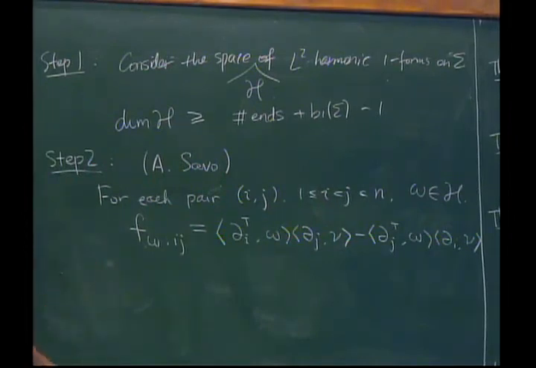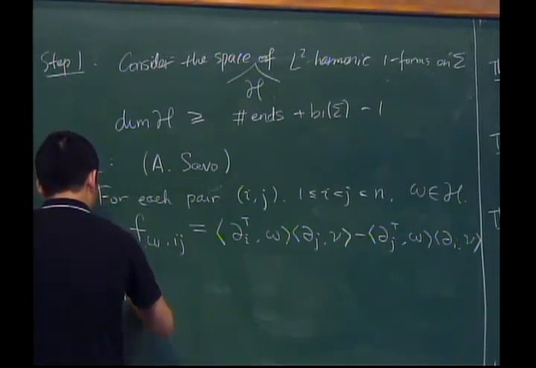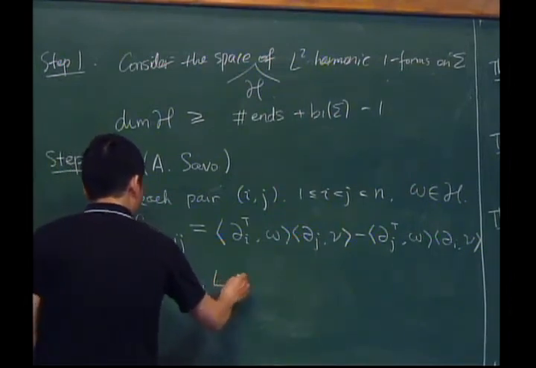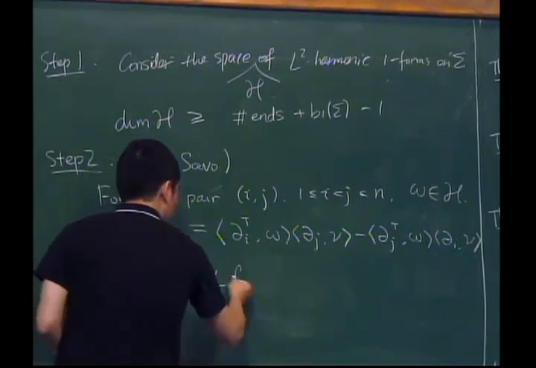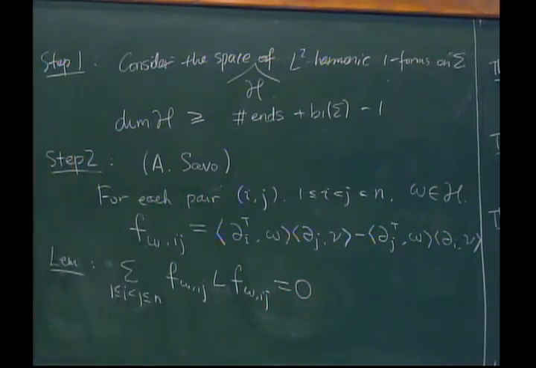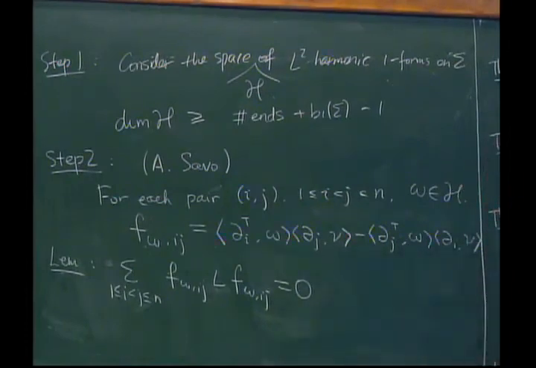Once we have these functions, there's a technical lemma, a sort of lengthy calculation, but this is where the miracle happens: if you sum up all these functions, multiplied by the Jacobi operator acting on them, you get 0. Then we apply the Hersch trick.